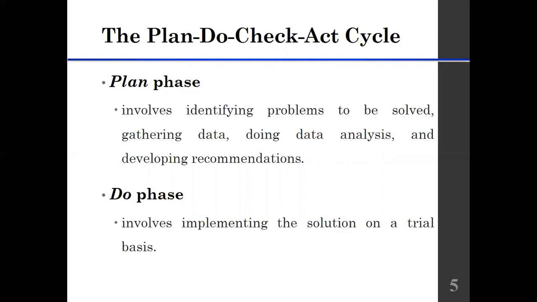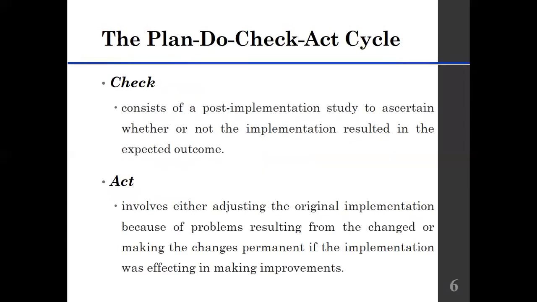The next phase is the do phase. As the name suggests, in this phase, we actually implement the solution on a trial basis. The third one is the check phase. It consists of a post-implementation study to ascertain whether or not the implementation resulted in the expected outcome. And the last one, and the most important one, is the act phase. This involves either adjusting the original implementation because of the problems resulting from the change, or making the changes permanent if the implementation was effective in making improvements.